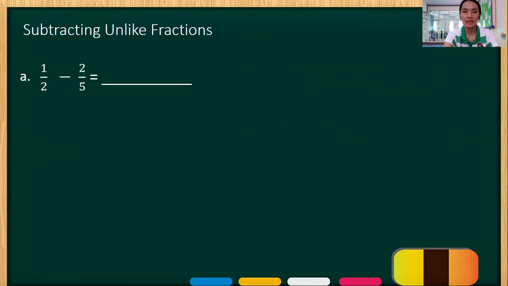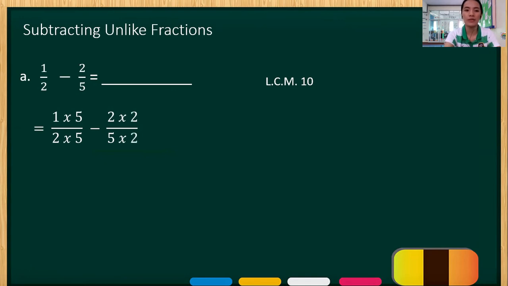Next, subtracting unlike fractions. Example, letter A, 1 over 2 minus 2 over 5 equals. So first step, let's follow it again. Find the LCM of 2 and 5. And the LCM is 10. Next, 1 over 2. What will we times to 1 over 2 to get 10? The answer is 5. And what will we times to 2 over 5 to get 10? The answer is 2. 1 over 2 times 5 minus 2 over 5 times 2.